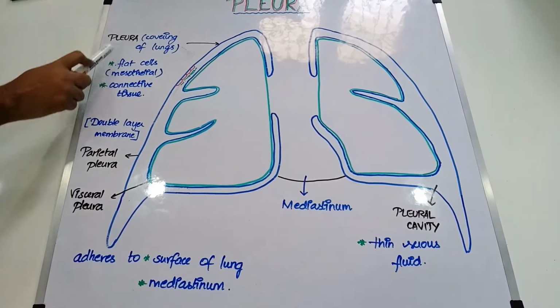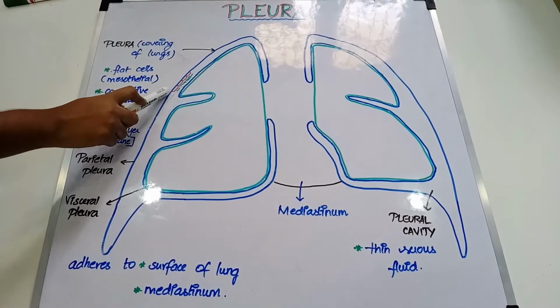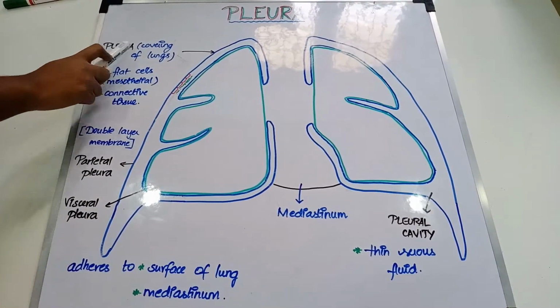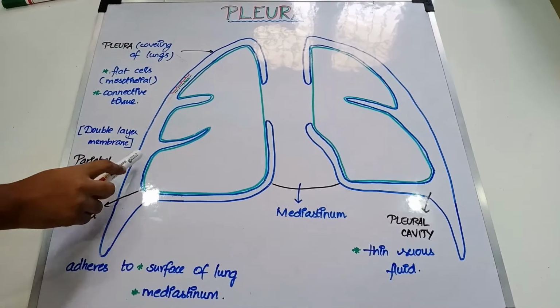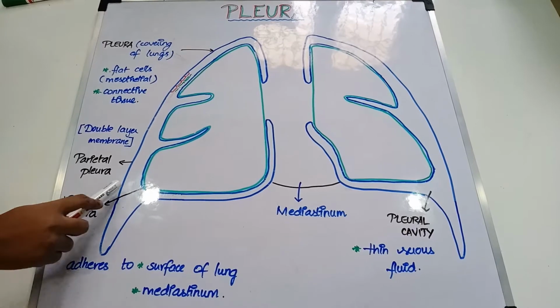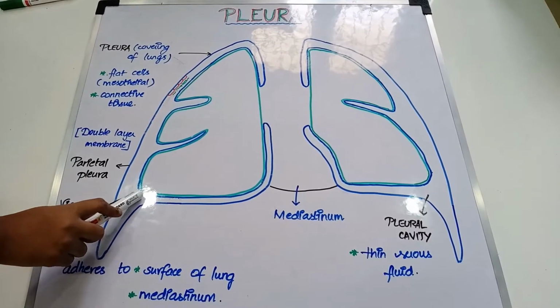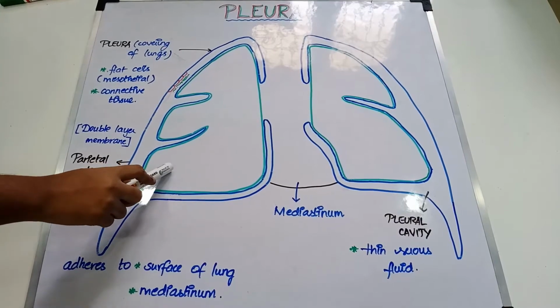Pleura is a layer of flat mesothelial cells along with connective tissue that covers both the lungs. So it is a double layered membrane. The outer layer is called the parietal pleura and the inner layer is called the visceral pleura, since it is closely related to the visceral part, that is the lung.